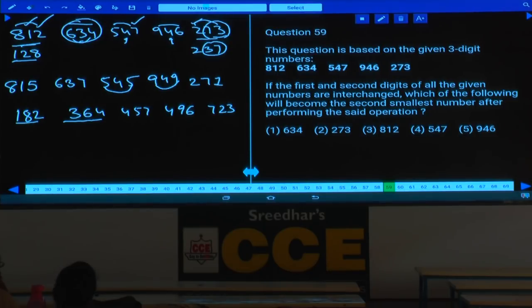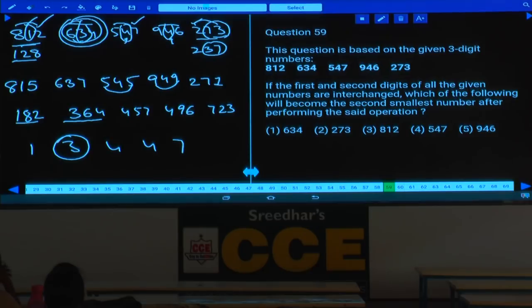Hence, among the second digits, now we need to find out the second least number. Here the second digit is 1, here the second digit is 3, here the second digit is 4, here the second digit is 4, here the second digit is 7, among these 5. And which is the second least? 3 is the second. Now 3 is in 634. Directly you can opt for this 634 without rewriting down the given numbers. Clear now? This is about question number 59.